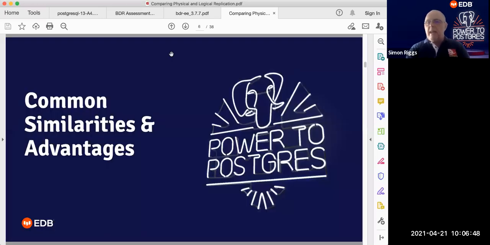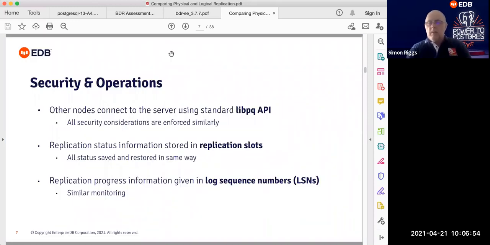So the first area to look at is common similarities and advantages of replication. With both logical and physical replication, the downstream node always connects to the origin nodes first, and they use a standard libpq API so that all security considerations are enforced. So you don't have to give up any security in order to choose this type of replication. Now, replication status information is stored within replication slots, and that means that the status of both types of replication is saved and restored in exactly the same way.